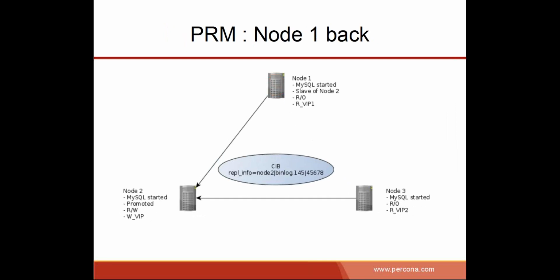When node 1 is back, assuming that no data has been lost and it is in the same state, it will query the SID, see that, oh, I'm no longer the master, so it will just change master to node 2 and behave as a normal slave. So that's the principle behind PRM.